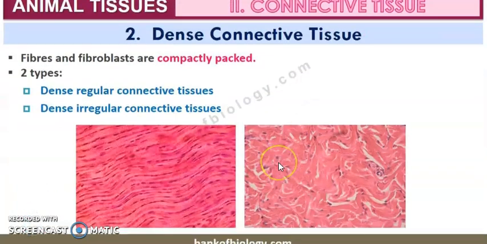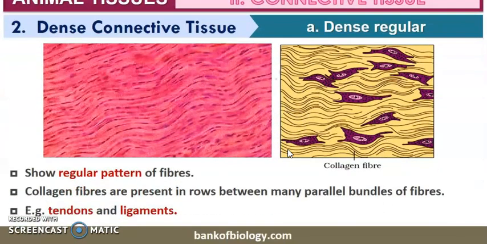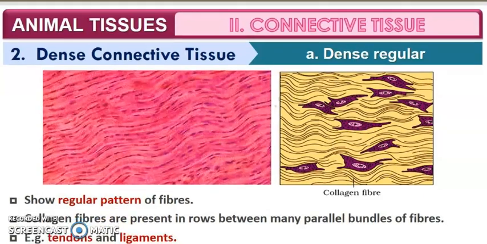Okay, now coming to the dense regular connective tissue. If you take the case of dense regular connective tissue, we find they show a regular pattern of the fiber. Depending on that only, it has been divided into two, right? It shows a regular pattern of fibers, and the arrangement of the fibers we will learn now. We will see how the fibers are arranged in this dense regular connective tissue. As I said, it has a regular pattern, right? So it has a proper pattern. The collagen fibers are present in rows between many parallel bundles of fibers. So how is the collagen fiber?